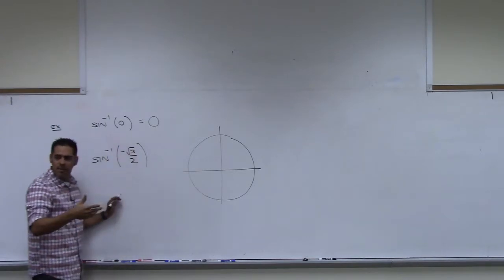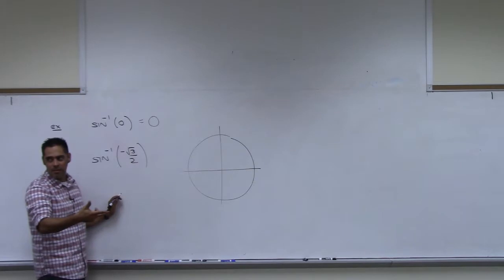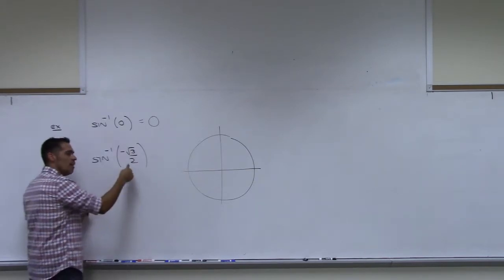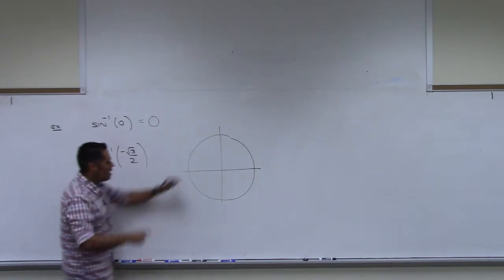Now that's important because we're about to do cosine. When we do cosine, we're going to look at the x-coordinate. So it's going to be different, right? So I'm saying where on the unit circle is the y-coordinate negative root 3 over 2, but I'm not allowed to look over here.